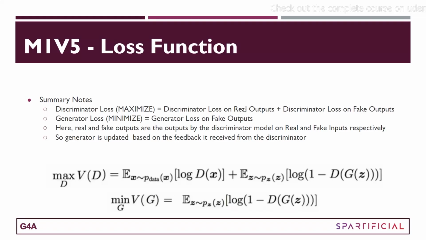And I've mentioned about what are the real outputs and the fake outputs in this line, that the real and the fake outputs are the outputs by the discriminator model on the real and fake inputs respectively. So the generator is updated based on the feedback it received from the discriminator. That's an important thing that you're learning over here. If the discriminator is telling that it's a fake data, then the generator tries to improve itself and tries in the next epoch that the discriminator tells this fake image as real. So that's that adversarial nature. I hope you are able to understand it.